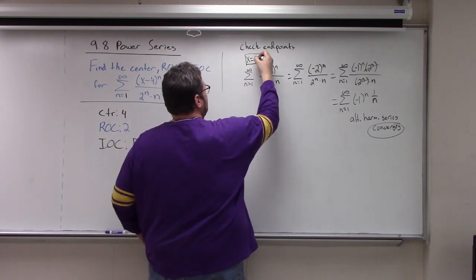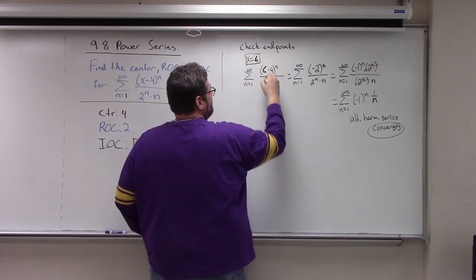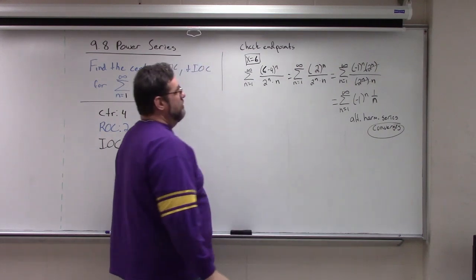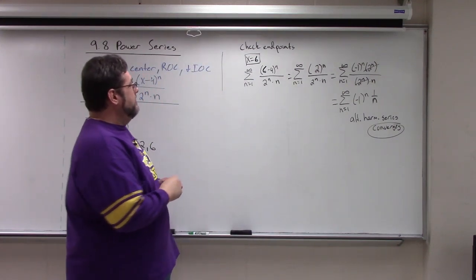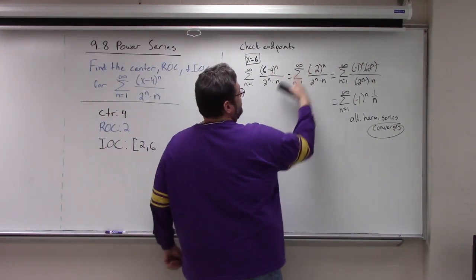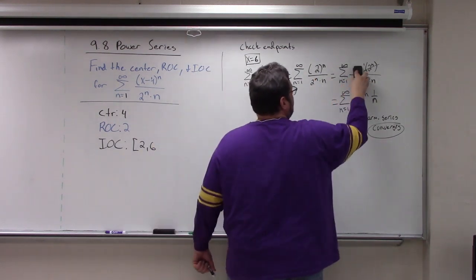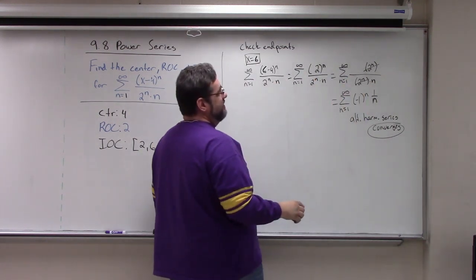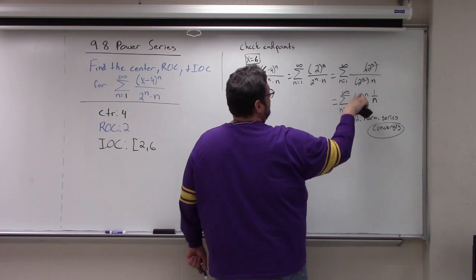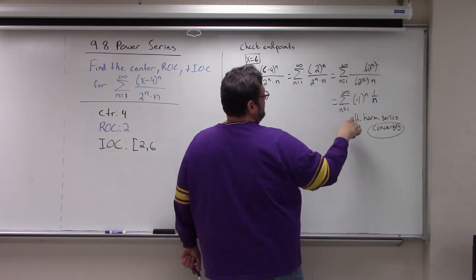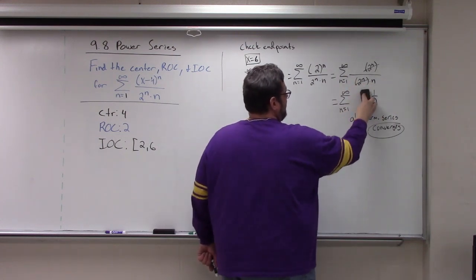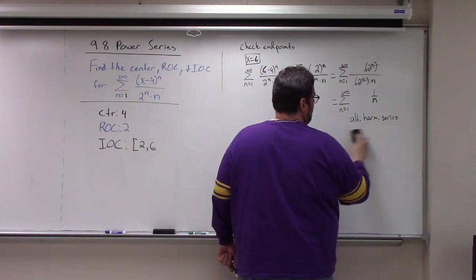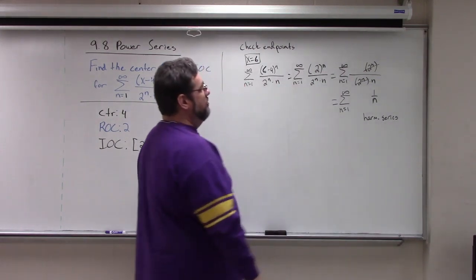All right, what happens when x is 6? Then we get 6 minus 4. Well, what do we get? Well, 6 minus 4 is 2, so I get 2 to the n over 2 to the n. That means we have 2 to the n over 2 to the n times n. We can cross those out. And what are we left with? We're just left with 1 over n.